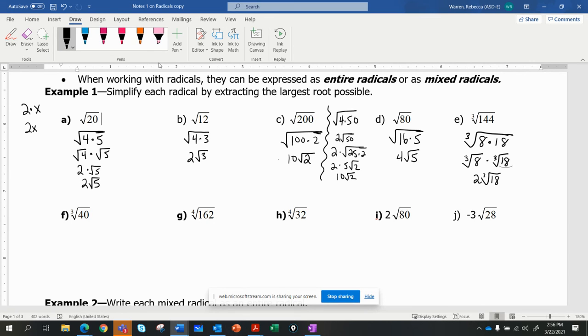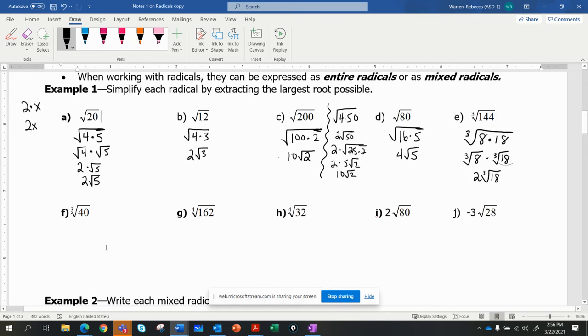If you don't include that 3 in the index, your answer is wrong. And it's not me being picky. There's a difference, right? 2 square root 18, well, square root 18, there's another perfect square in 18, right? 9 times 2. So if it was 2 square root 18, that would mean you're not done the question. 2 cube root 18, there's nothing I can break down any further. That's the end of my question. So it actually makes a big difference. You need to make sure you include that index number.